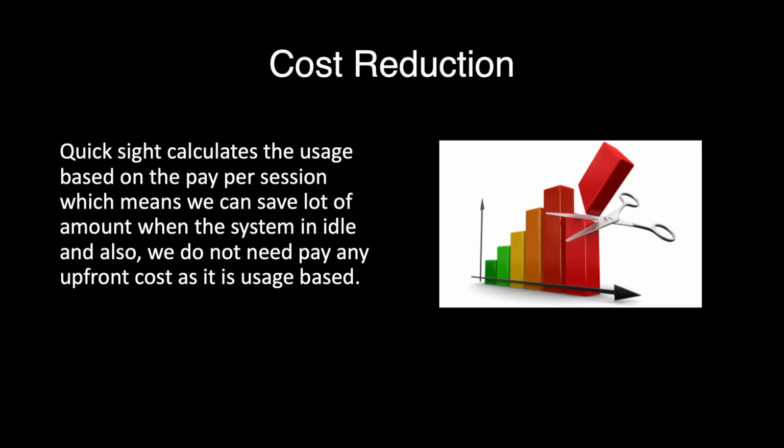So cost reduction. How are we going to do the cost reduction on this, as this is the new system that is going to be implemented for this coffee shop? Every business is all about reducing the cost so that they can make more profits. The answer to this is that QuickSight calculates the usage. You don't have to pay upfront; the cost is based on the usage you are going to use.